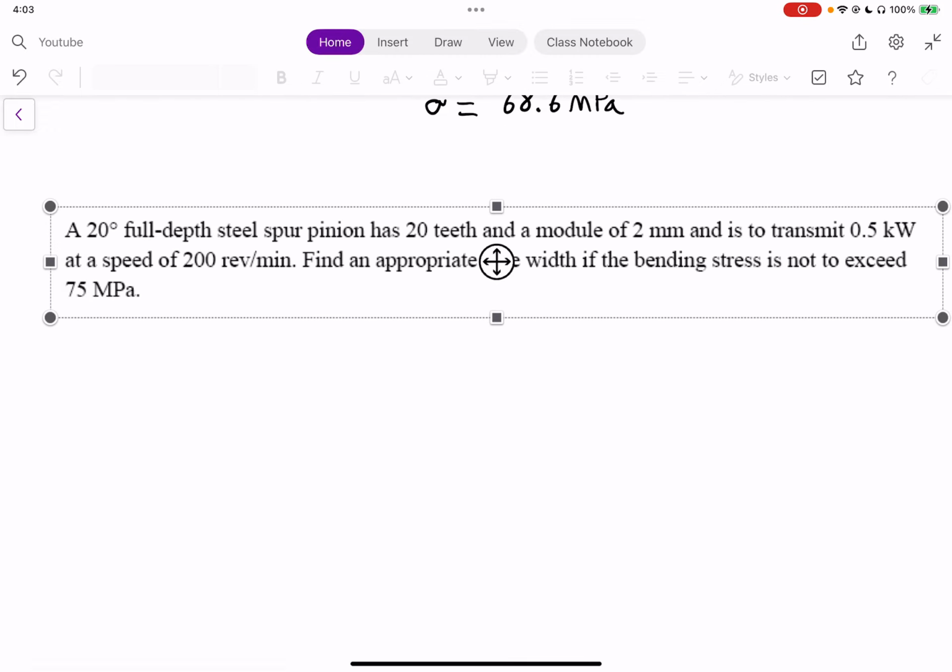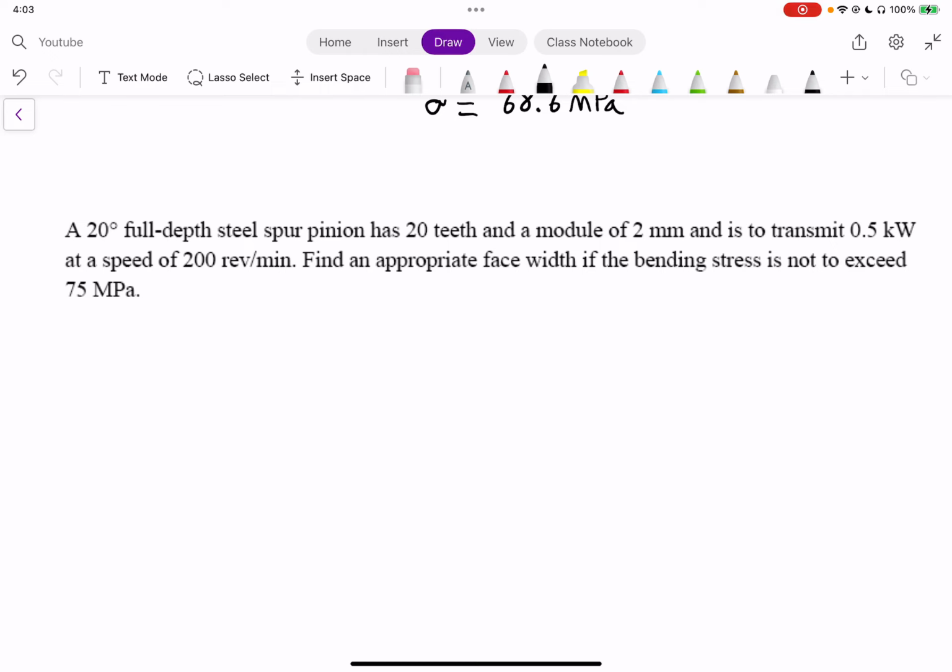Okay, so this next problem tells us a 20-degree full depth steel spur pinion has 20 teeth and a module of 2 millimeters and is to transmit 0.5 kilowatts at a speed of 200 RPM. Find an appropriate face width if the bending stress is not to exceed 75 megapascals. So in this case, we're flipping the problem, right? We're trying to find an appropriate face width if the bending stress is not to exceed 75 megapascals.